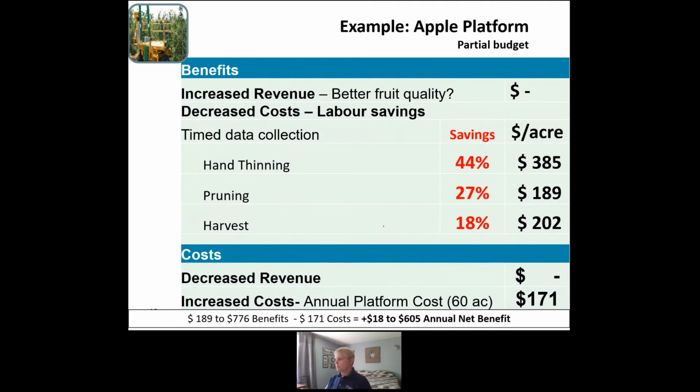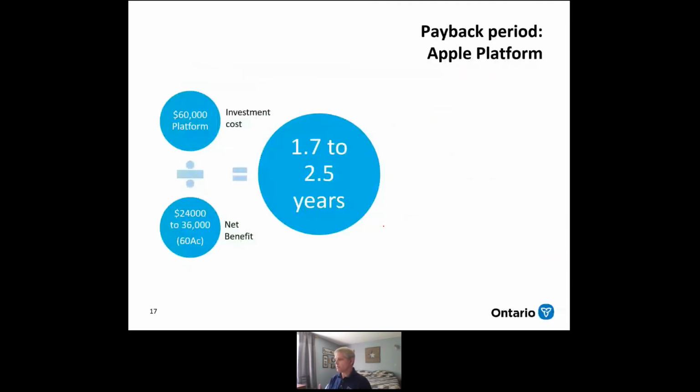And so in this situation, actually, the hand thinning and pruning elements were done by everybody, and harvest was not incorporated, didn't use the platforms for all. So when I go to the next slide here, the benefit, the 24,000, 36,000 factors that in. It's either with or without harvest in that. So on the $60,000 purchase price, it's going to take 1.7 to 2.5 years to pay back that Apple platform. So fairly attractive payback period on the Apple platform.